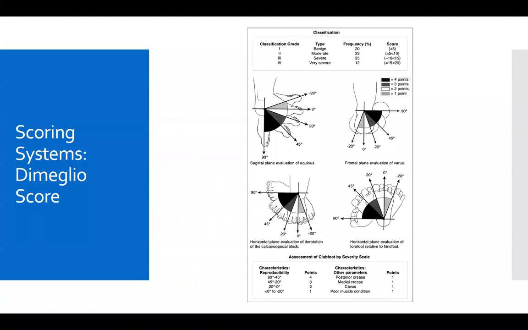Some of the components here overlap a little bit with the Pirani score. So you're looking at the ability of the ankle to dorsiflex, looking at the heel varus component. Something that we can talk about is called the calcaneopedal unit, which is essentially all of the structures other than the talus, looking at the ability of the foot to invert and evert around the talus. And you're also looking at the adductus component as well. We give that a score based on 1 through 4, depending on the degree to which the foot is able to do that. And then some other characteristics that we look at are the posterior crease, medial crease, the cavus of the foot, and also just general muscular condition.